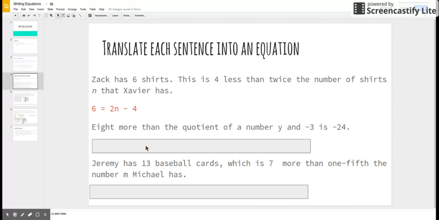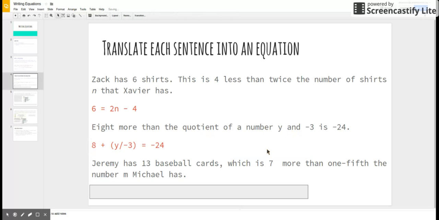Okay, so here we have the next one. 8 more than the quotient of a number y and negative 3 is negative 24. So 8 more than the quotient. So it should be 8 plus something that you're dividing. So of a number y and negative 3. So 8 plus y divided by negative 3 is equal to negative 24. Again, here's that is, so that represents a total. And here's the last one.